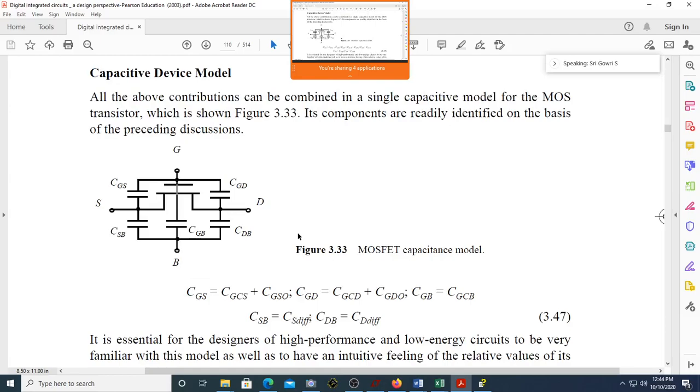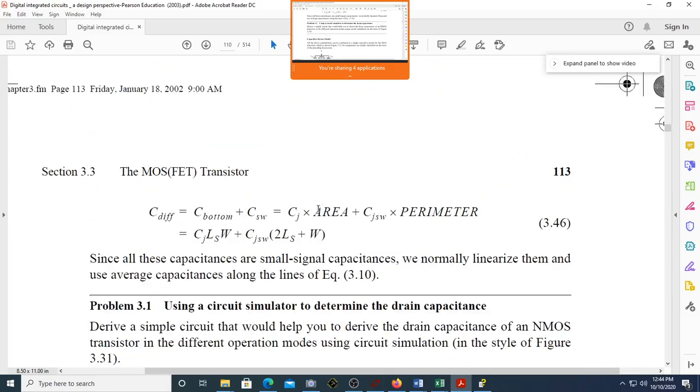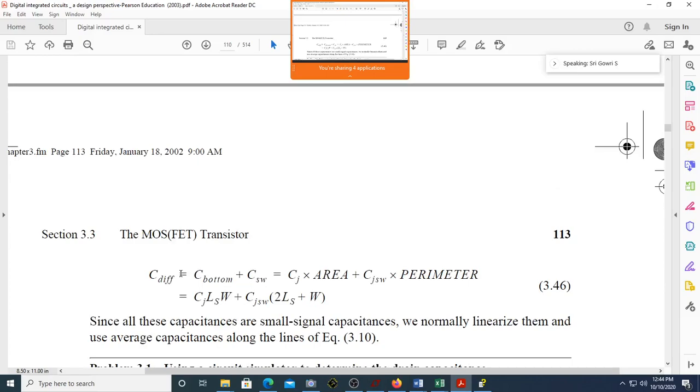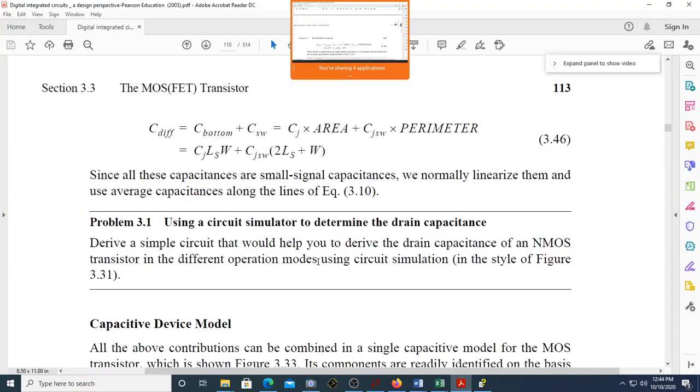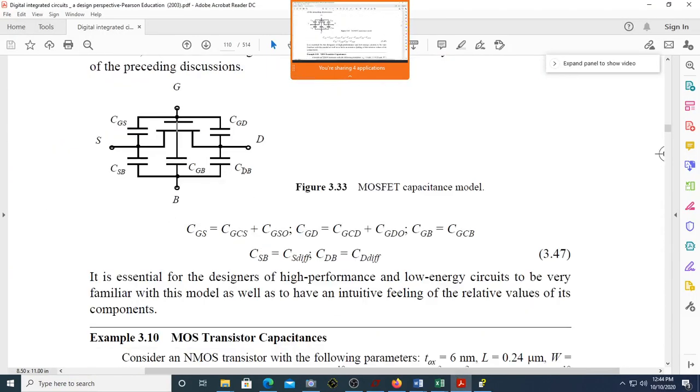Okay. Now you can see, these are all the overall capacitances that are there. Now, what all capacitance have we considered so far? This C diffusion, are they all with respect to bulk? Because I just showed you here, this capacitance is between what? Drain and the bulk, source and the bulk. Correct? Yes, sir. That's why you have this. Can you see now? CDB, CSB, CGS, CGD and CGB.